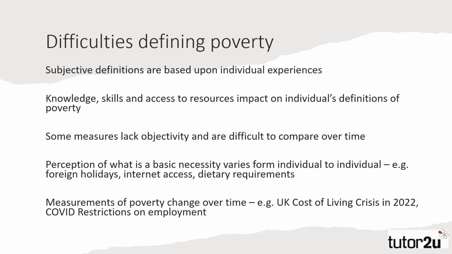Furthermore, some definitions may lack objectivity and become difficult to compare both culturally and over time. For example, in Townsend's study, not eating meat was a sign of relative deprivation. Yet with the increasing awareness of diet and nutrition, as well as personal beliefs, not eating meat is a choice for individuals.